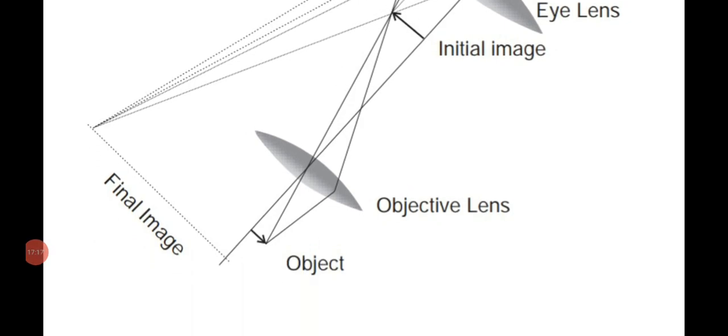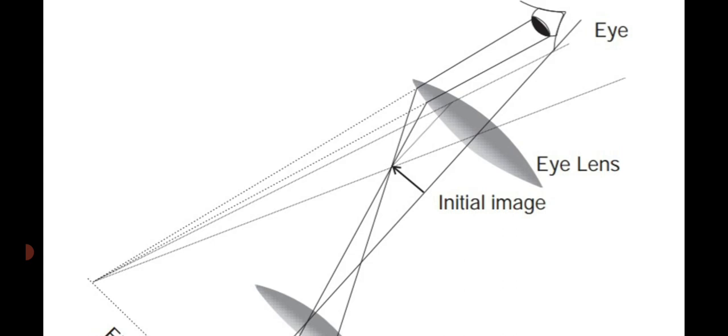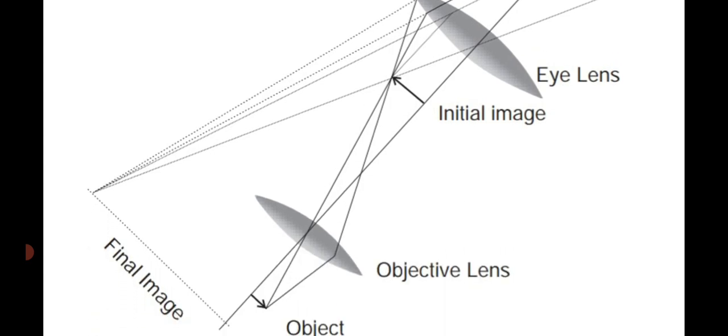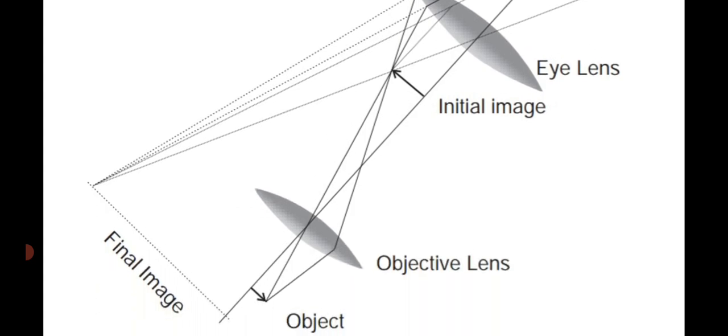Dear students, see the diagrammatic representation of the bright field microscope. At the top, we are having the eye lens, that is the eyepiece. Through the eye, we are seeing the object with the help of the eye lens. Then the initial image, that is the primary magnification, which is produced in the objective lenses, a real and inverted image, is known as the initial image.